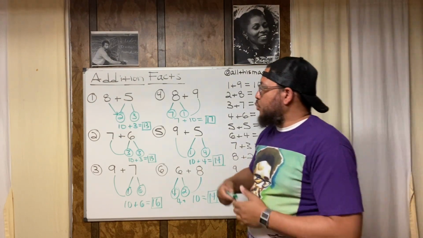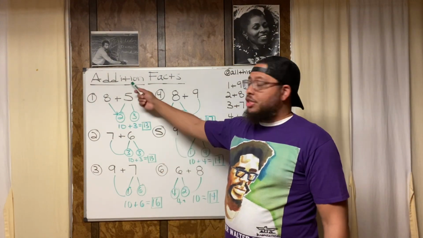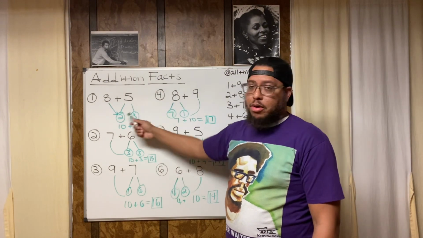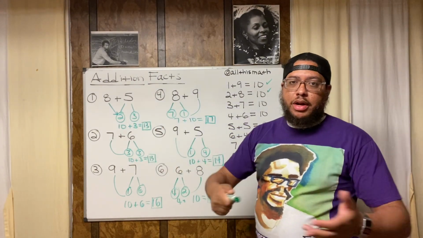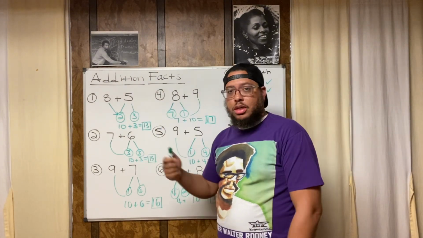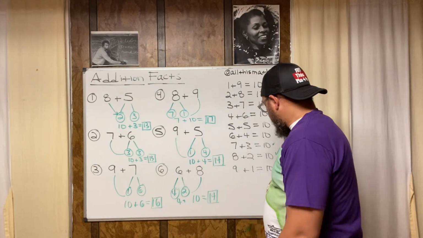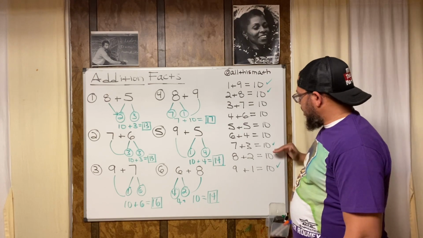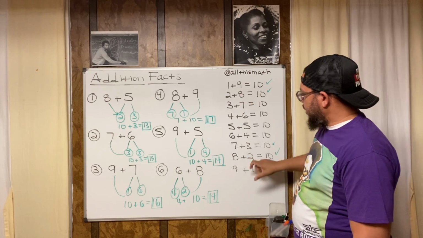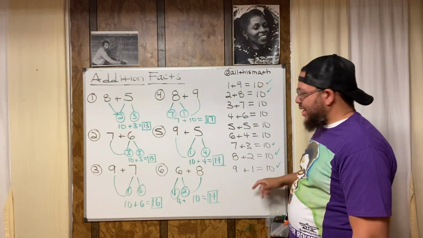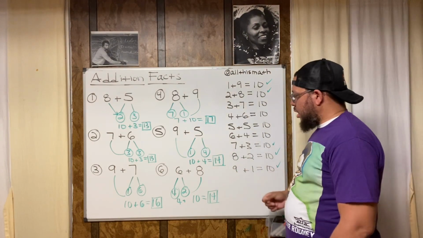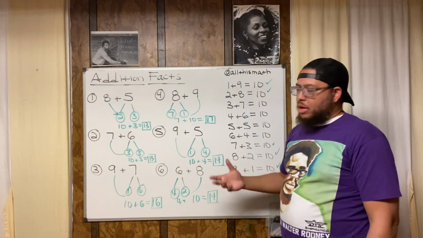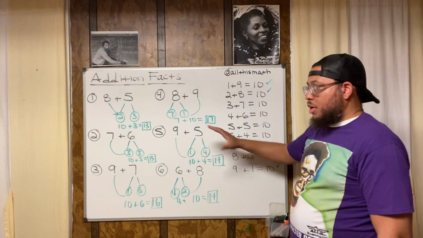So what we did was we practiced figuring out addition facts using number bonds. That's what we did. All right. Now remember, you should memorize these facts because these are all the single digit facts that add up to 10, right? I didn't put 10 plus 0 in there because I don't think that's very helpful, all right, with what we're doing.